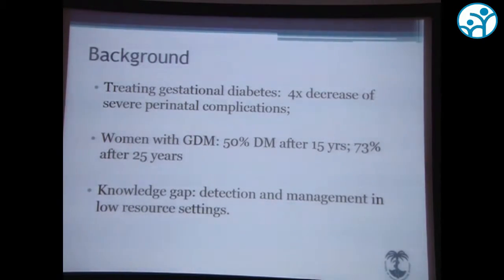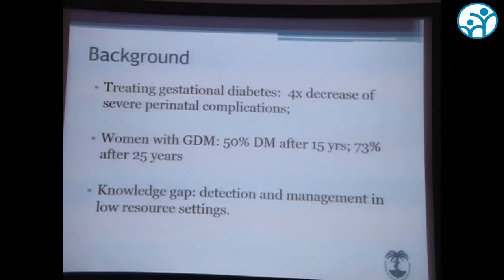Another problem is that women with gestational diabetes have an increased risk to develop diabetes mellitus in later life, so they have a 50% risk after 15 years and even a 75% increased risk after 25 years.